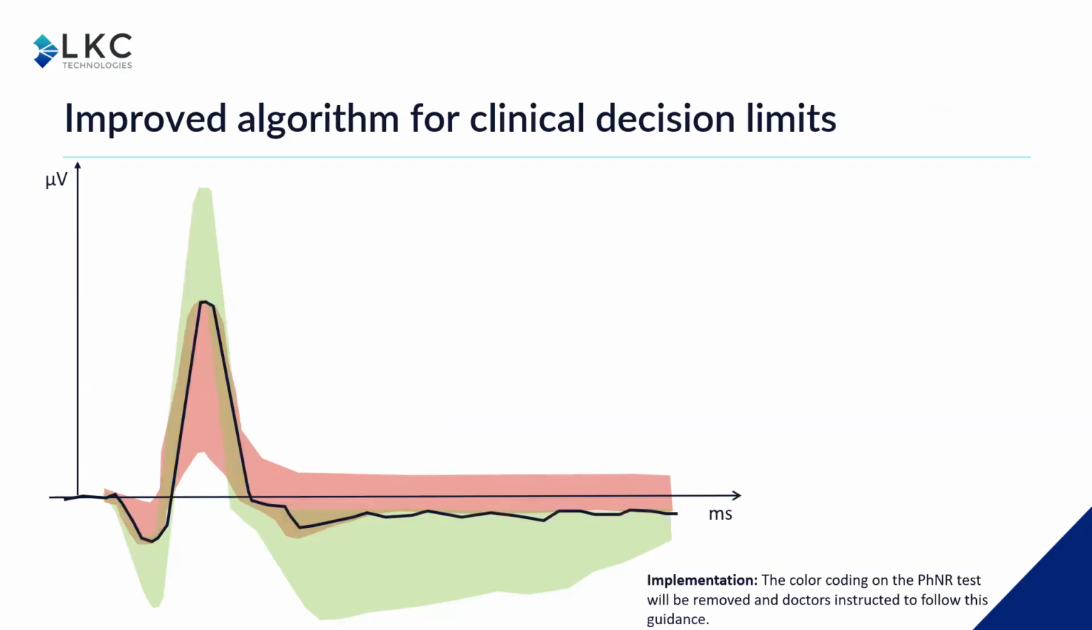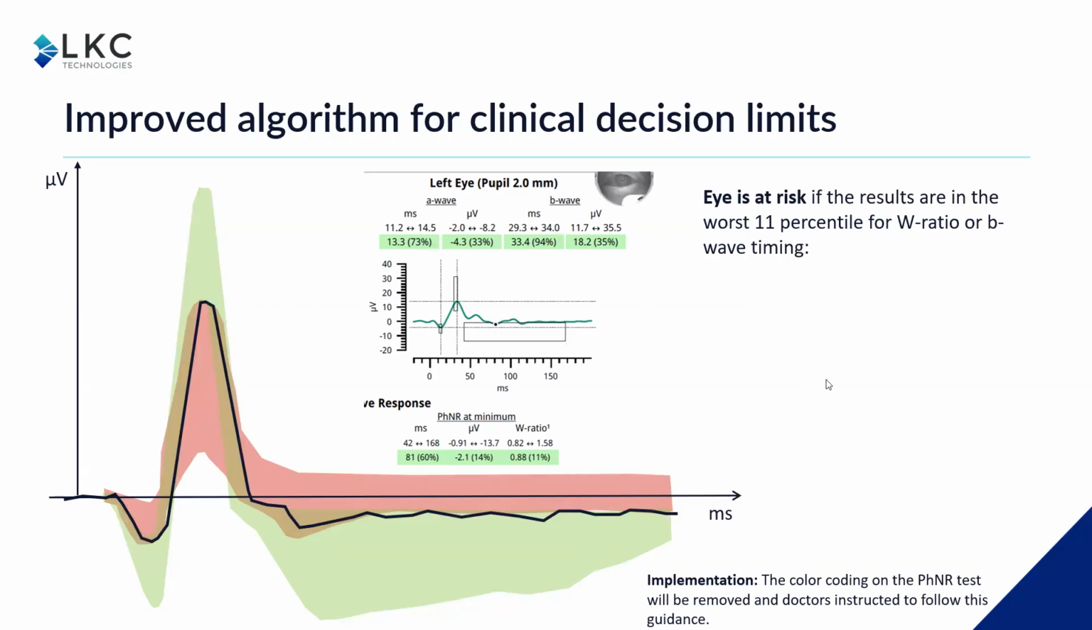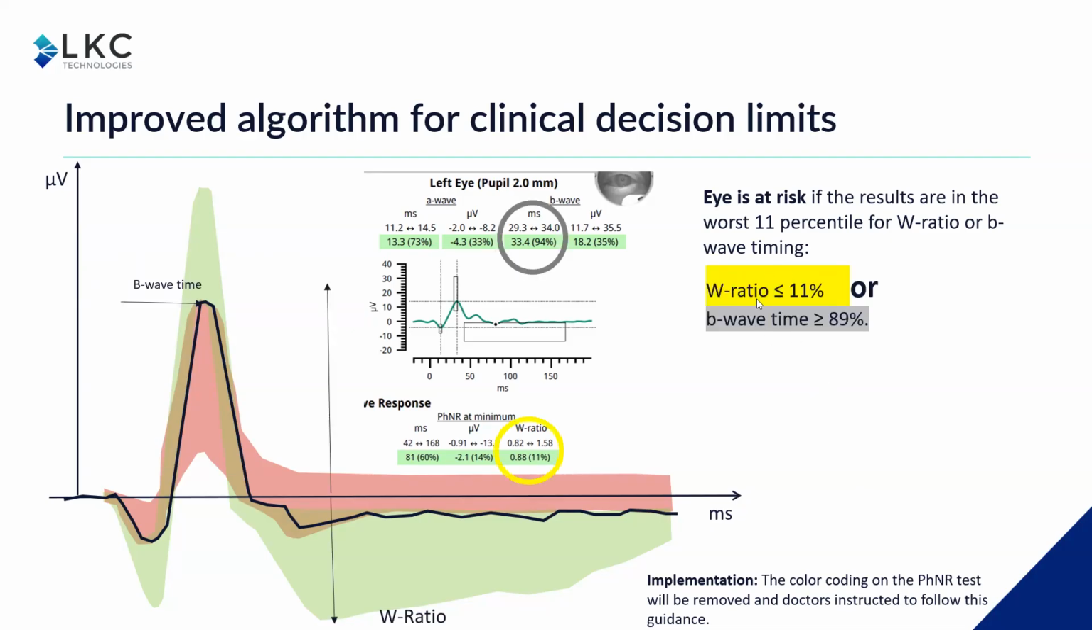The clinical decision limits are connected to the W ratio or B wave timing. By analyzing the data, we realized that the eye is at risk if the results are in the worst 11 percentile for W ratio or B wave timing. What is very important to remember is that this is "or," not "and." So either one will indicate the possible reduction of the function of the ganglion cells.